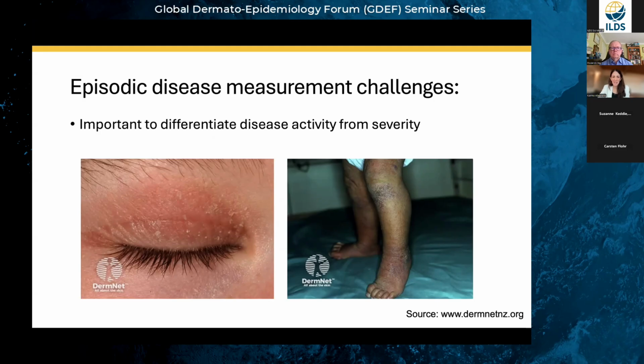So here I give the example of a little patch of eczema on the eyelid. My husband has one. It doesn't bother him at all. It's always prevalent, but it's very mild. On the other hand, we all have had patients like this infant with very severe disease, but hopefully it improves and is not always active.